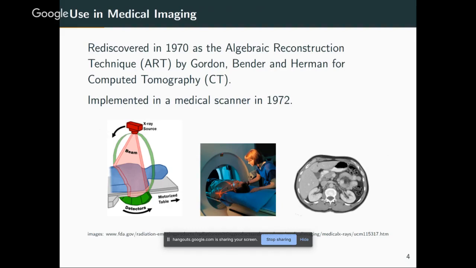And the Kaczmarz method has been rediscovered several times in the last many decades. In 1970, it was rediscovered and coined as the algebraic reconstruction technique by Gordon, Bender, and Herman. Specifically in that setting, it was used in computed tomography and has been implemented in medical scanners since the 1970s. In computed tomography, we have an X-ray that sends rays through, for example, a person's body and senses the densities of material. It does this from various angles, and based on those measurements, we'd like to reconstruct an image, a 2D or 3D representation of the densities of, say, organs or bones within a person's body. So here's a graphical example of how computed tomography works, and this image on the right-hand side is what we're interested in reconstructing in that setting.